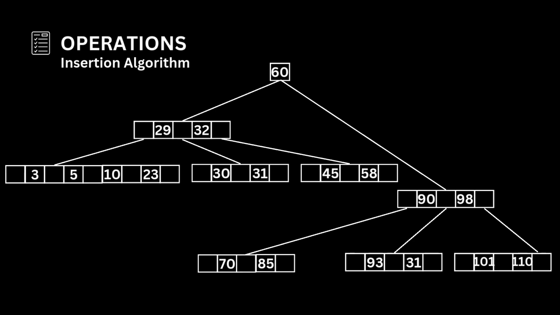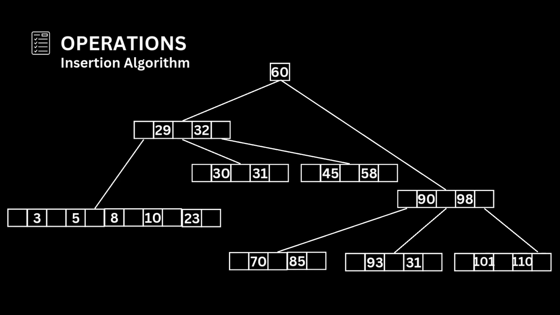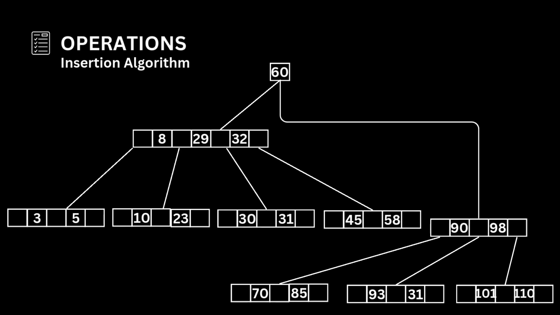Insert the node 8 into the B tree of order 5 as shown here. 8 will be inserted to the right of 5. Therefore, insert 8. The node now contains 5 keys, which is greater than 5 minus 1, equal to 4 keys. Therefore, split the node at the median, that is 8, and push it up to its parent node as shown here. Now let us see the deletion.